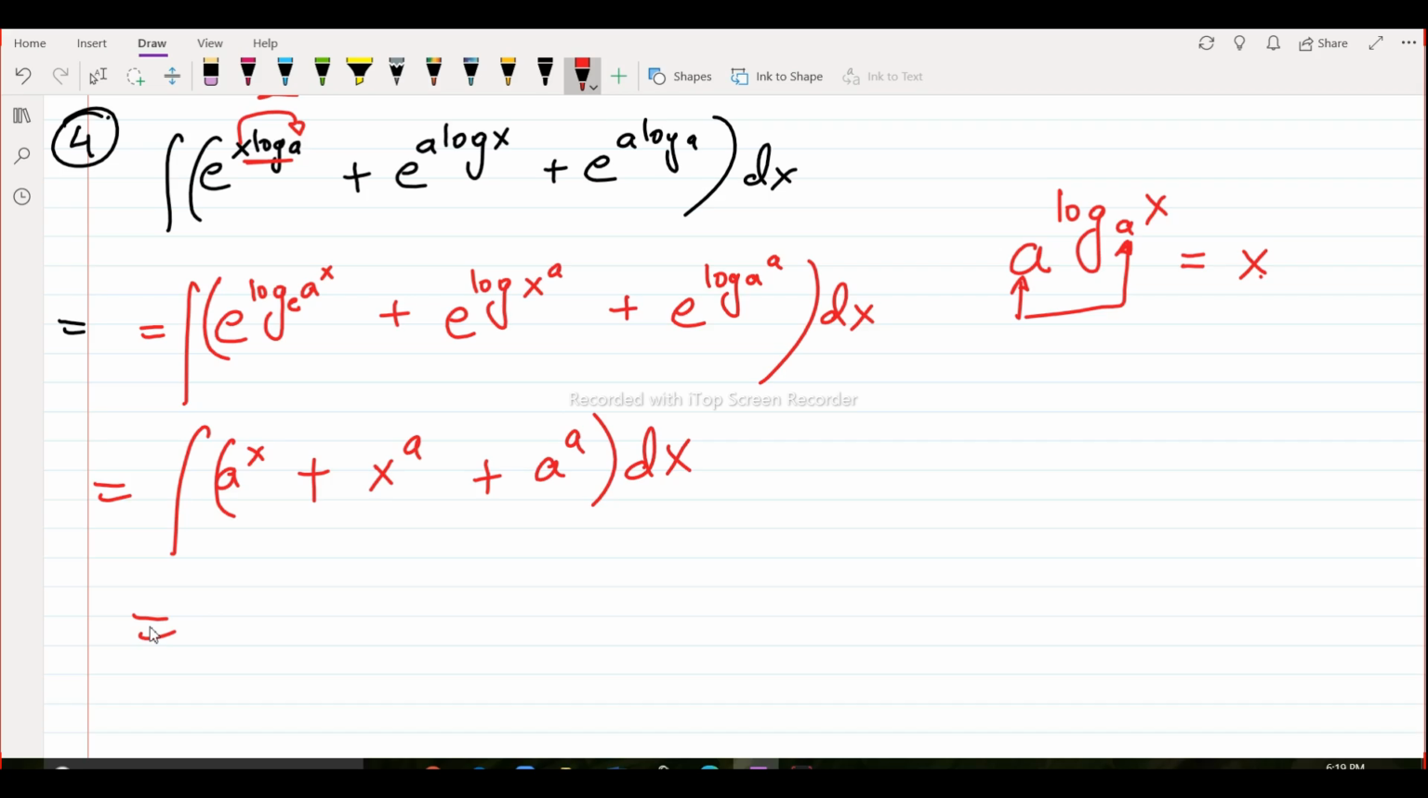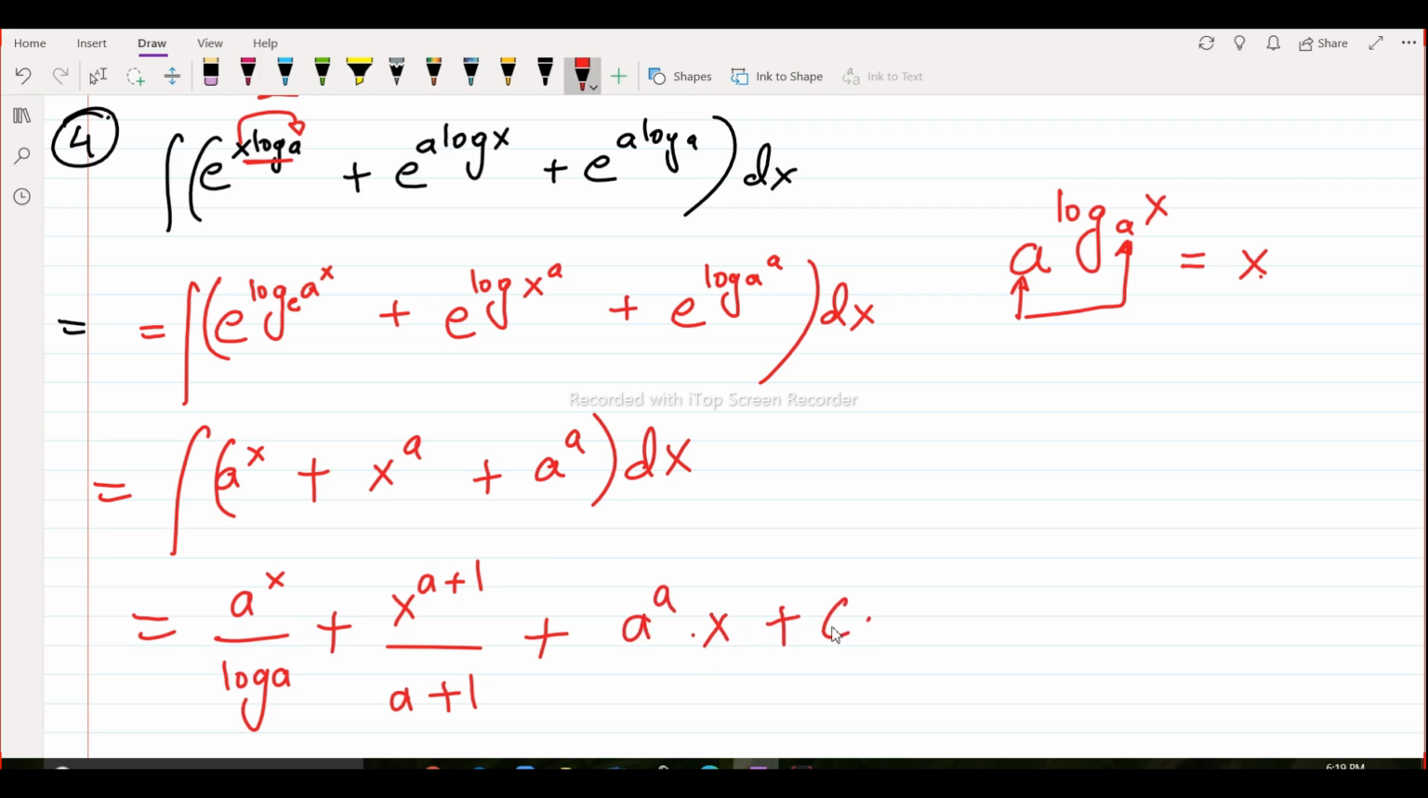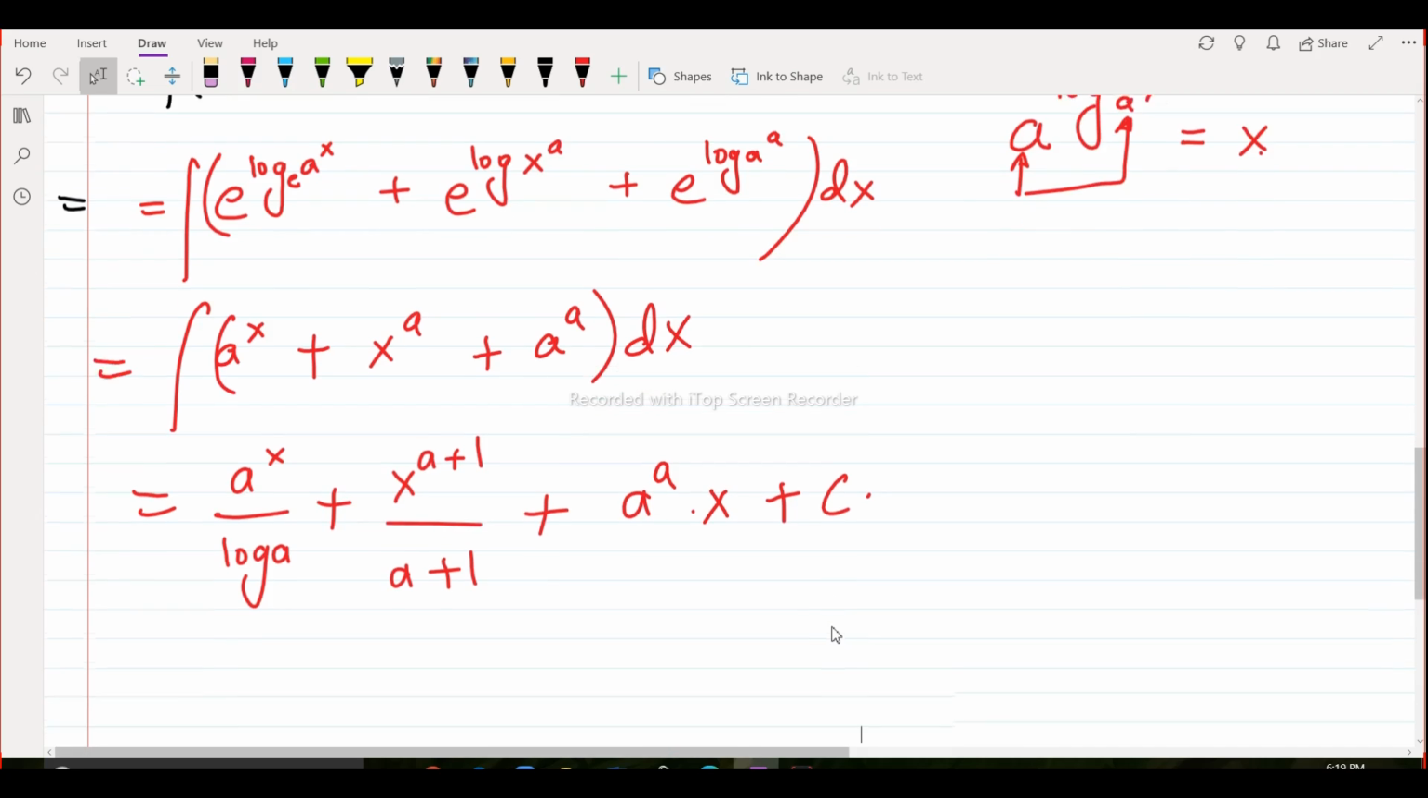So this is a raised to x. For a raised to x, the formula is a raised to x upon log a. Plus x raised to a: this is variable raised to constant, so this is x raised to a plus 1 upon a plus 1. And this is constant raised to constant, so this is a raised to a into x, plus c. So this is how we solve this question.